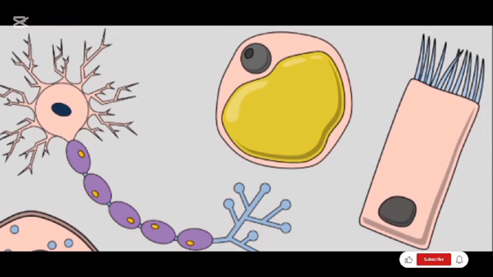Another example is the cilia cells. The cilia cells have hairs. For example, the cilia cells are present in our nose, which have the hairs and the mucus to prevent germs from entering the nose. As you can see, this is a cilia cell which has some hairs on it, and this is a nerve cell which has nerve signals and everything on it. So this was all about cells.